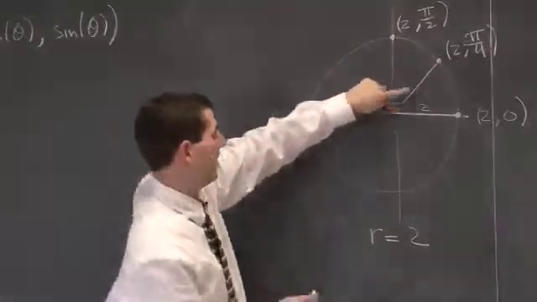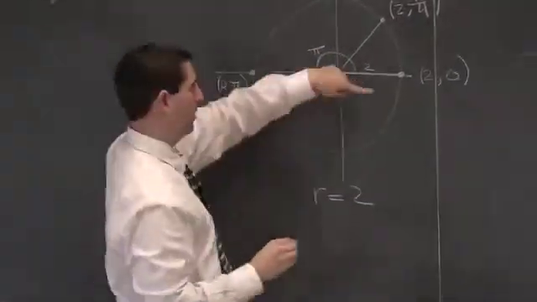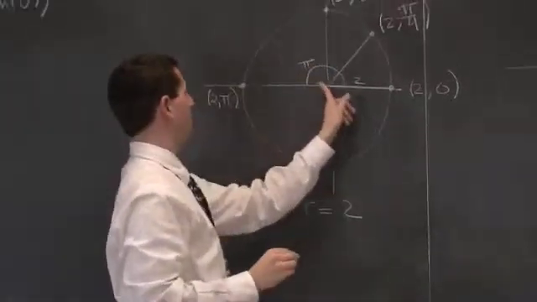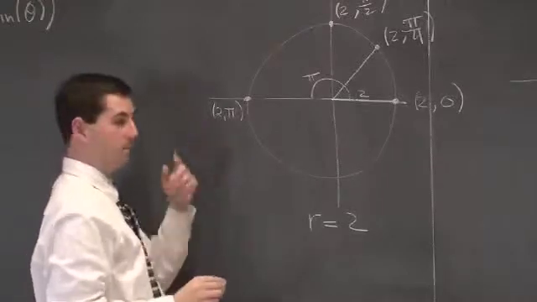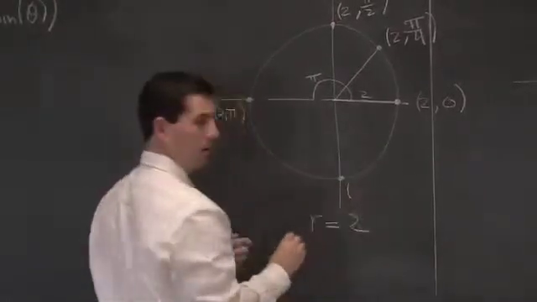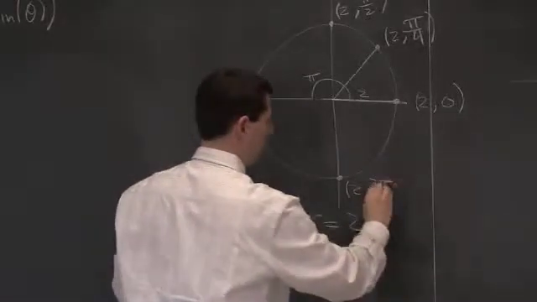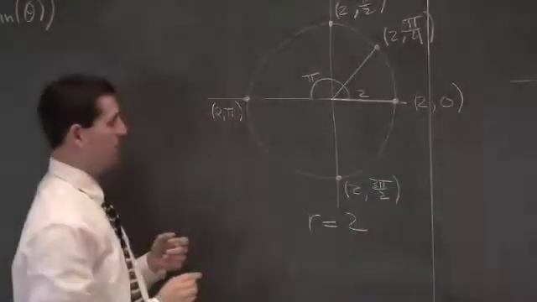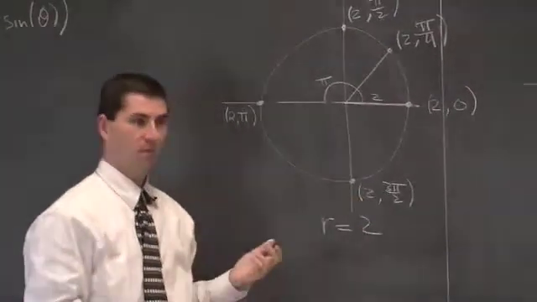But this angle here is pi, right? You go out over pi, and then you go out 2. So that's the coordinate, 2, pi. And if you went down here, 2, 3 pi over 2. Do you notice something very special about the first coordinate here?